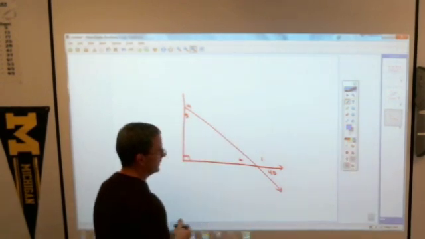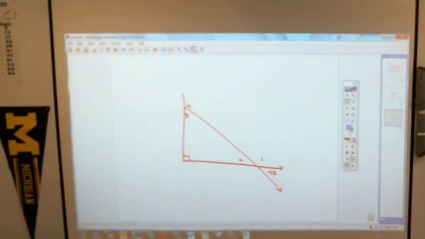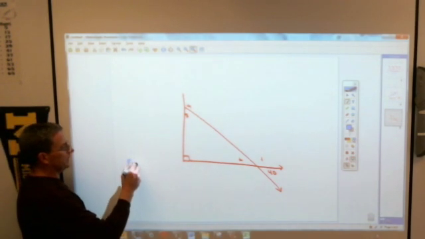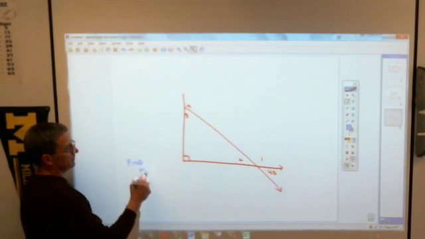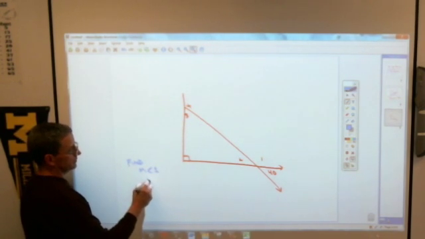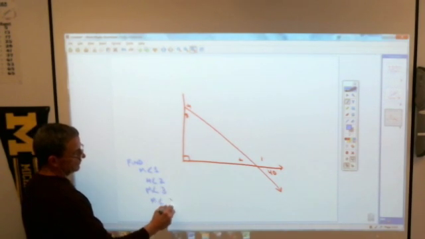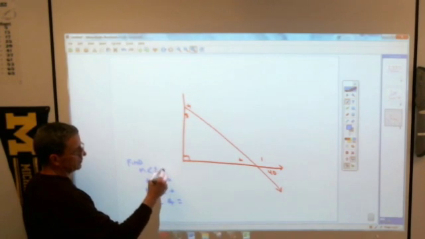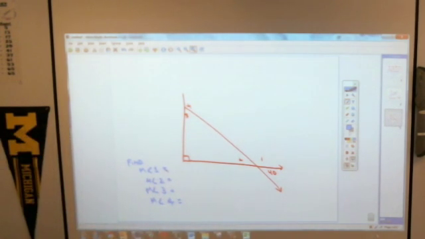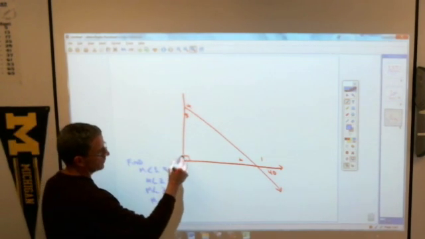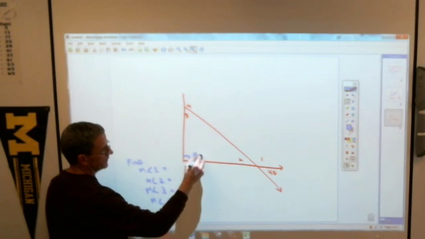And what is the question I am asked? Find the measures of angles 1, 2, 3, and 4. The measure of angle 1, the measure of angle 2, the measure of angle 3, and the measure of angle 4. How many degrees do each of those equal? And keeping in mind, what's this little square corner mean? That this is 90 degrees.